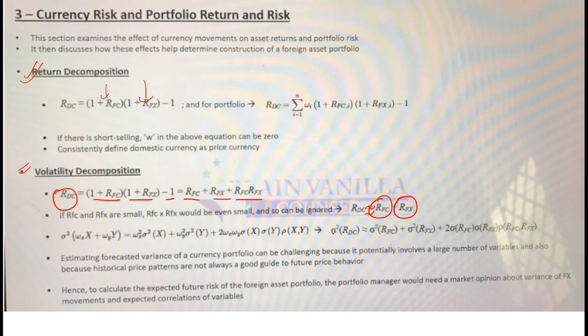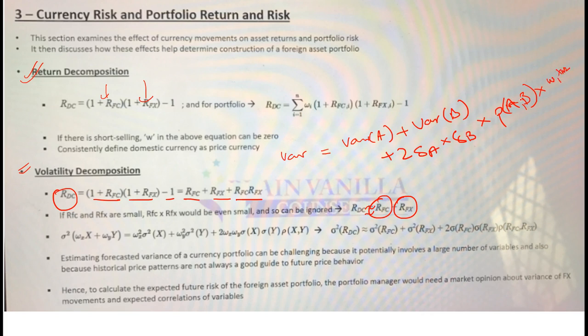Now the question is, how do you calculate the volatility? Remember, for a two-asset portfolio, we had a formula for volatility: the variance of the portfolio is equal to the variance of asset A plus the variance of asset B plus 2 times the standard deviation of asset A times the standard deviation of asset B times the correlation of A and B, multiplied by W1 and W2, that is, weight of A times weight of B. And the variances are also multiplied by weight squared of A and weight squared of B.